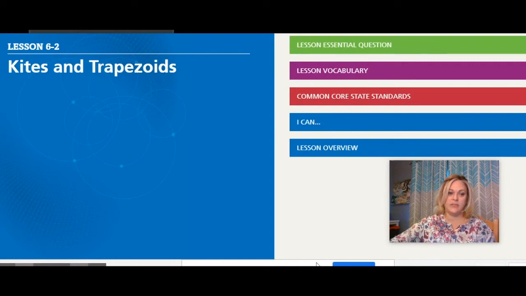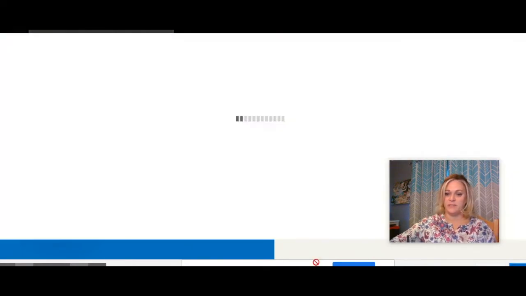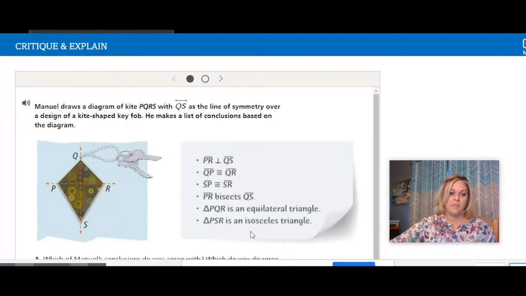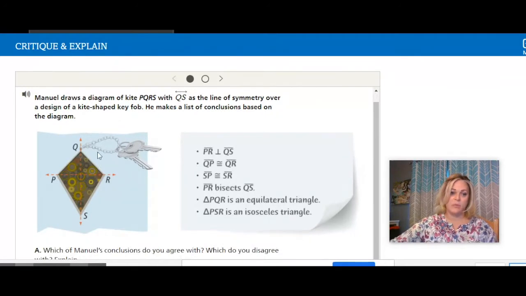Lesson 6.2, Kites and Trapezoids. Manuel draws a diagram of a kite, and here's the visual of the kite, with QS as the line of symmetry, and it's for a key fob.